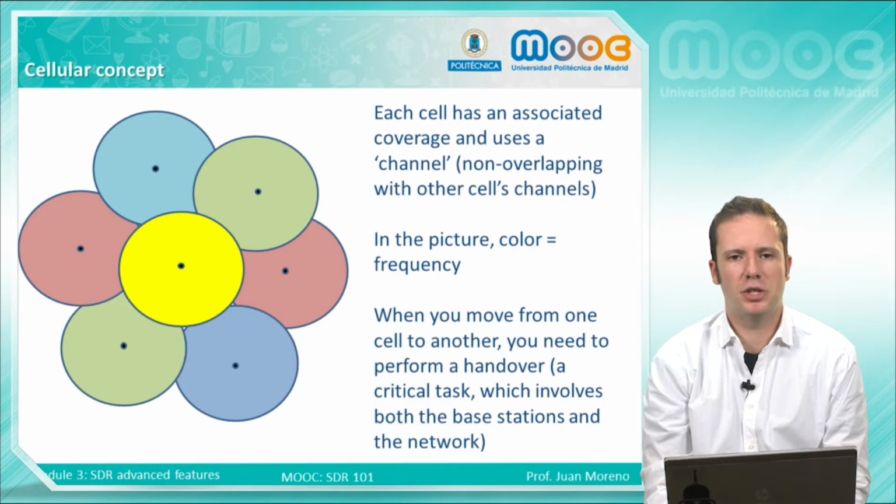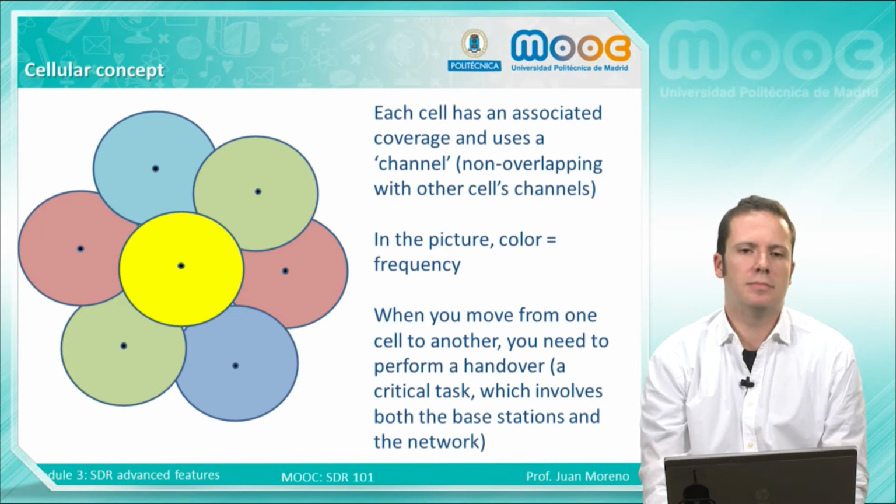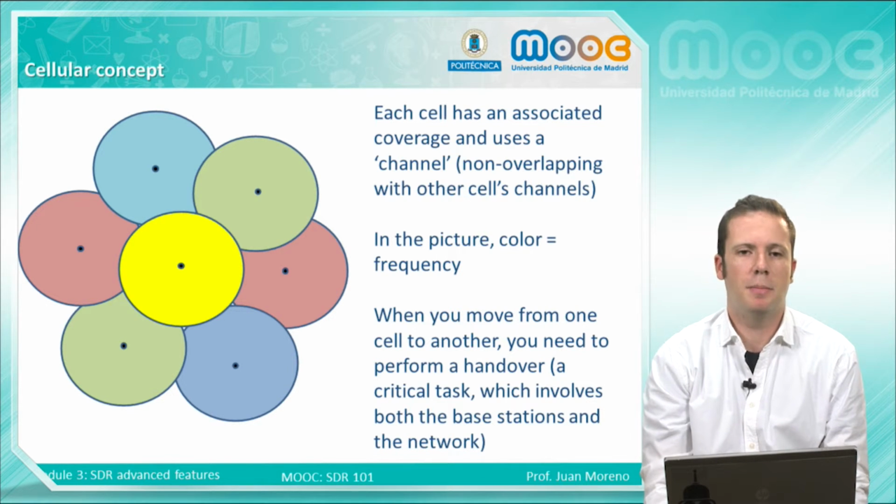Here we can see a picture with 7 cells. Each one has in theory a different frequency from the others, but not at all, because as we can see we have 2 red ones, 2 green ones, 2 blue ones and 1 yellow. This means that we are reusing the frequency. So 2 adjacent cells can't have the same frequency, but if these 2 cells are not adjacent, they can have the same frequency.